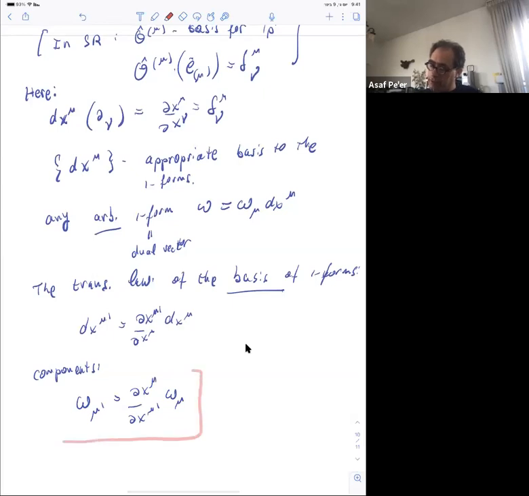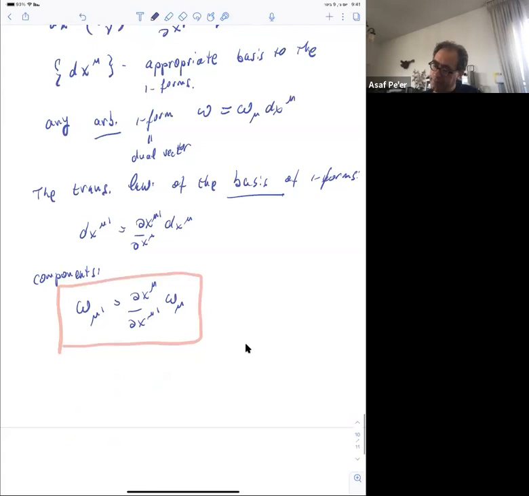And again, you can argue that every object whose components transform like that equation is a one form or a covariant vector. So this really defines the transformation law of a covariant vector.